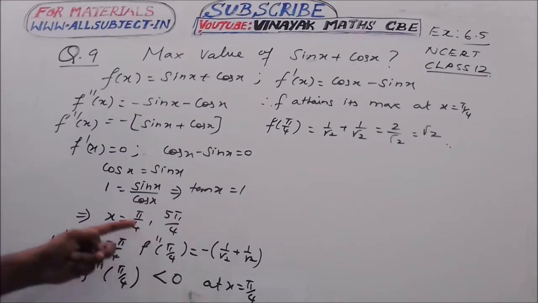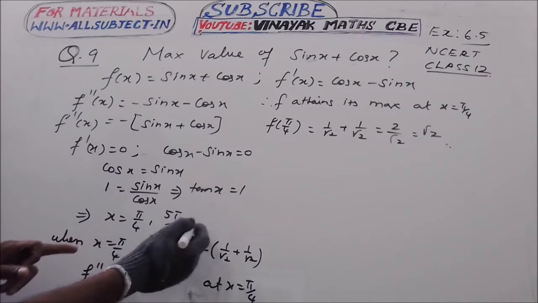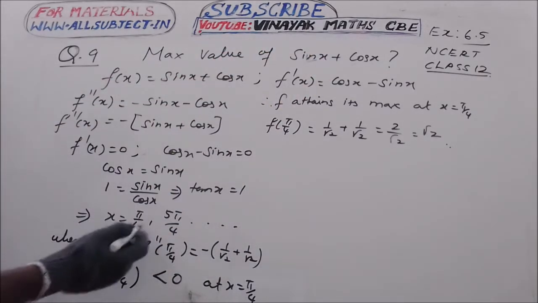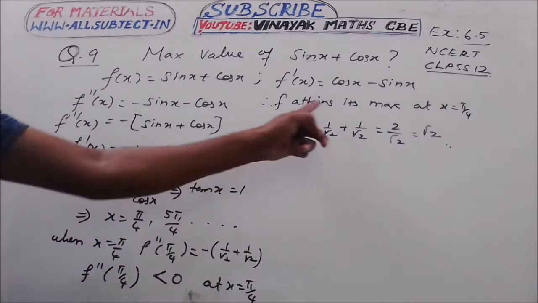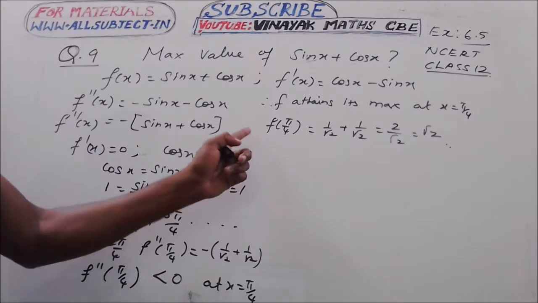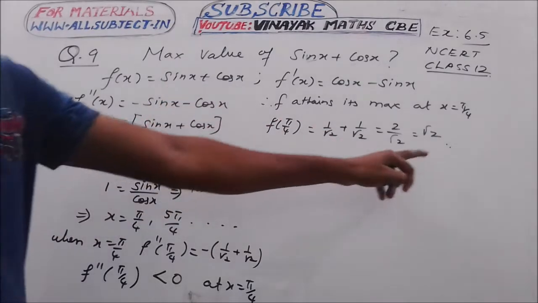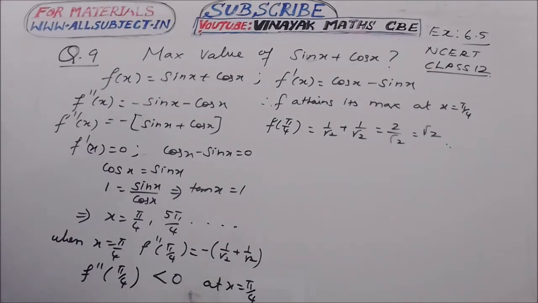And we have another value, 5 pi by 4. Here x is equal to pi by 4, 5 pi by 4, etc. We have many values, but no interval is given. So we should take the first value, x equal to pi by 4, and substituting in f double dash, that is less than 0, so at x equal to pi by 4, f attains its maximum. Therefore, the maximum value is f of pi by 4. Substituting x equal to pi by 4 in f, we have got root 2. So root 2 is the maximum value of the function sin x plus cos x.